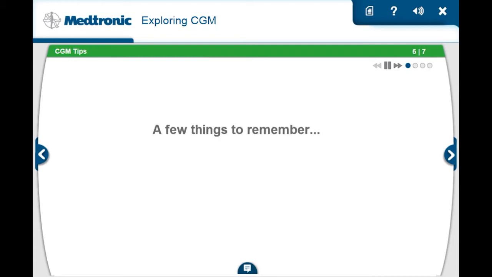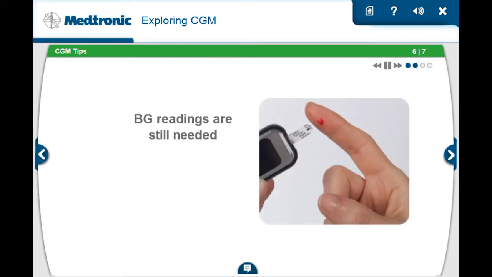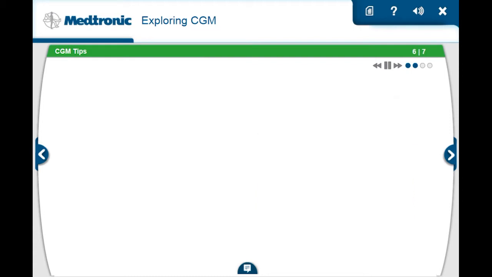Now that you understand a bit more about how CGM works, there are a few things that are important for you to know. First, even though your sensor checks your glucose levels continuously, CGM does not replace BG meter readings. BG readings are still needed to keep your CGM system working properly. It's also necessary to confirm your sensor glucose with a BG reading before making any treatment decisions, such as giving insulin for a high BG or treating a low.